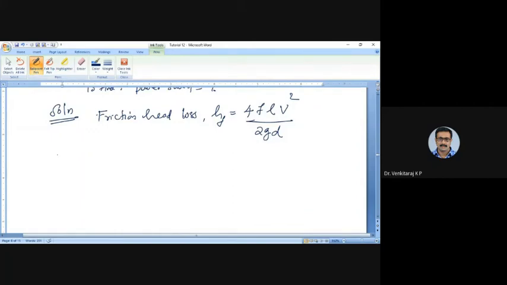So now let us consider the case without air vessel. Case 1: delivery pipe without air vessel. So when the air vessel is not fitted on the delivery side, we have the velocity of flow.